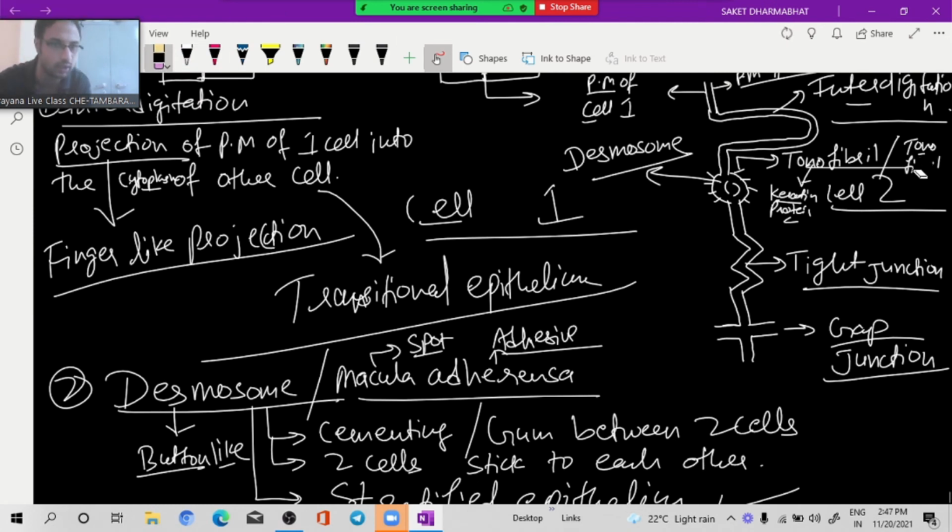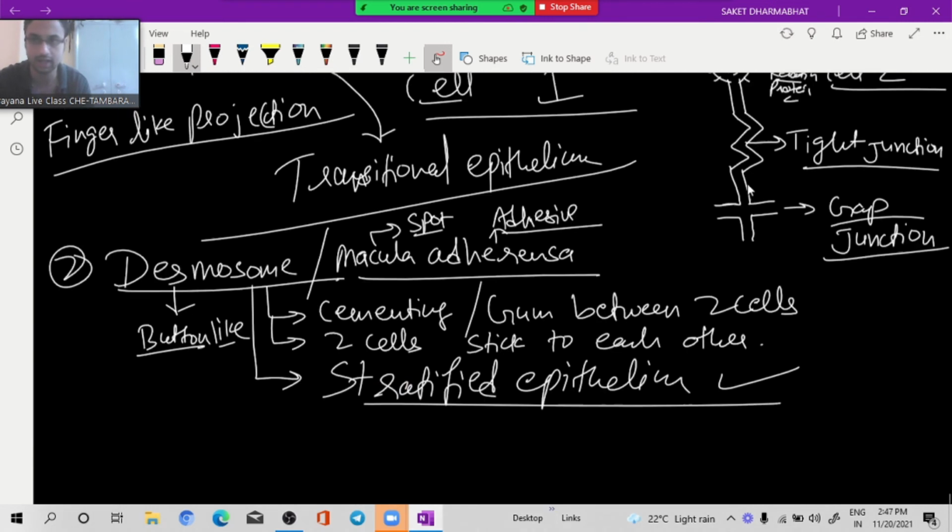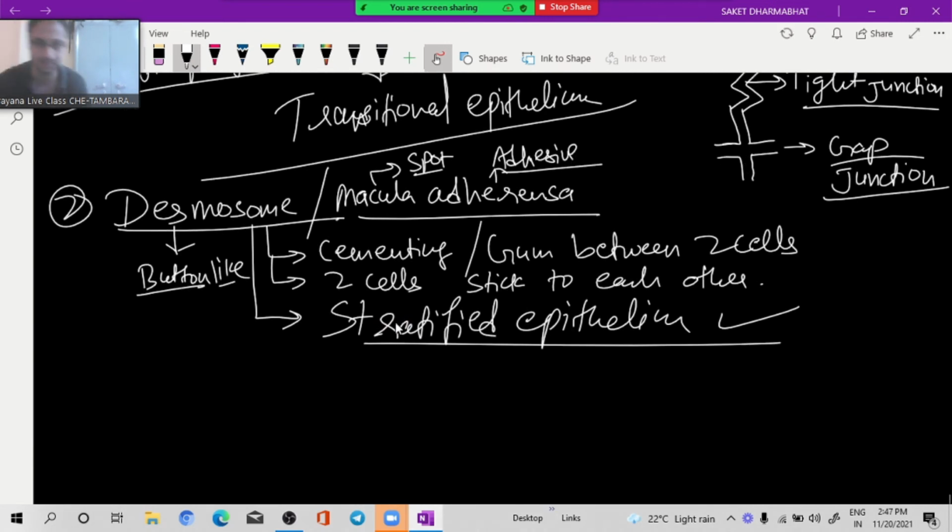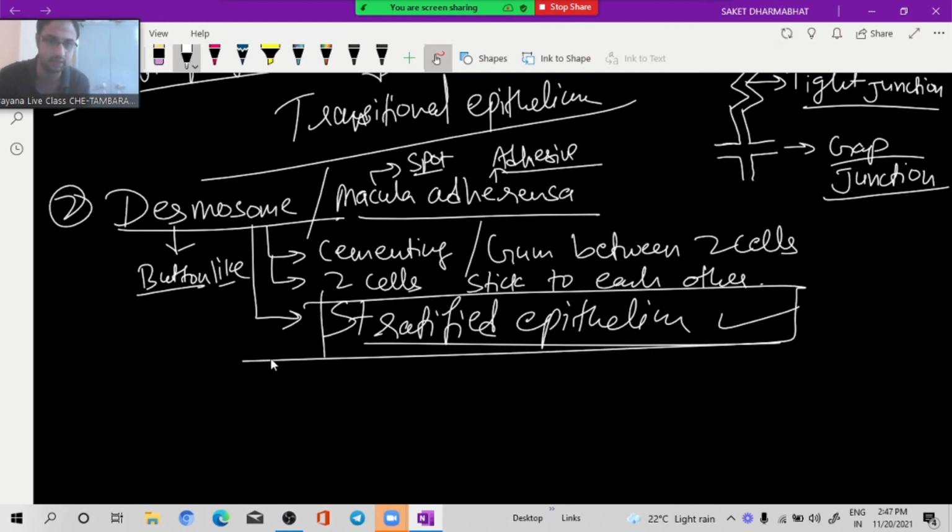Tonofibril and tonofilament, they help adhesion. Tonofilament is made up of keratin protein. They bring adhesion between the cells. So desmosomes are found in stratified epithelium.